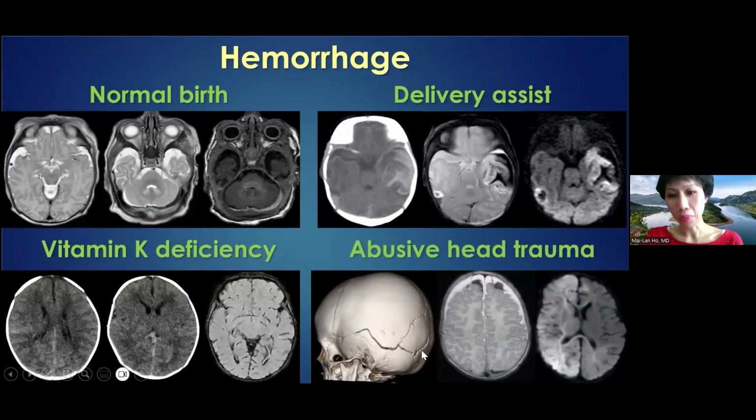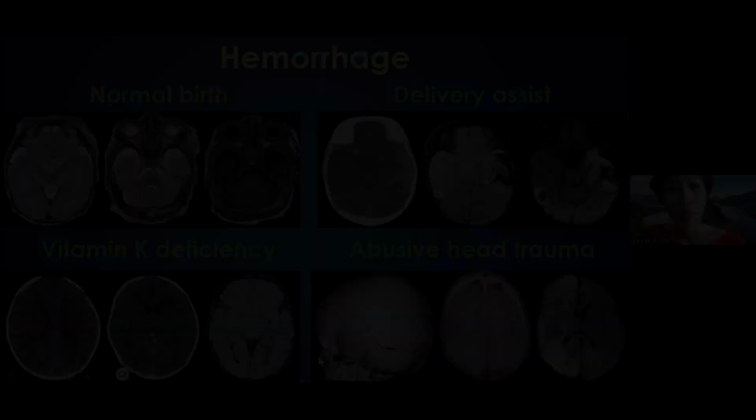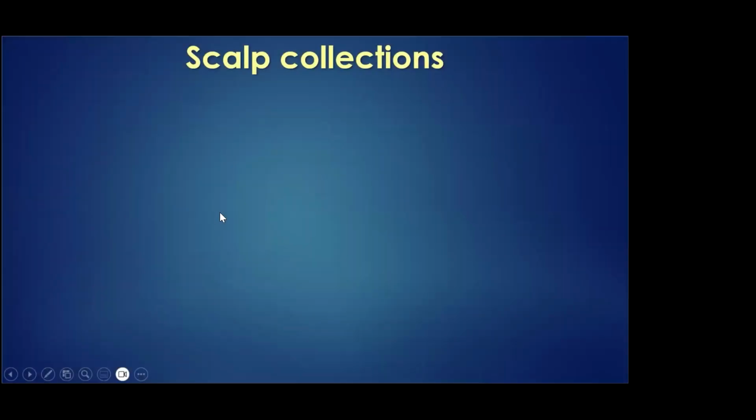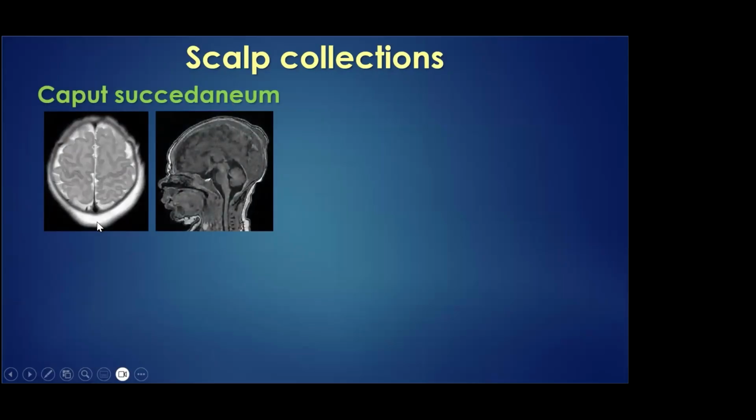And then abusive head trauma. So here we have a stellate multidirectional fracture. We have actual cortical vein thrombosis and kinking. And then they can have these asymmetric ischemias. Some people think it's from the shaking and maybe the strangulation of one carotid and so forth. Okay, scalp collections. It's normal to have caput succedaneum. So that's basically as you go through the birth canal, some of that fluid gets forced into the connective tissue and it resolves. It's kind of along the vertex here.